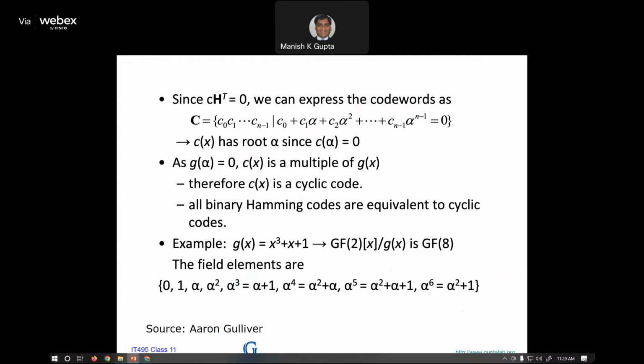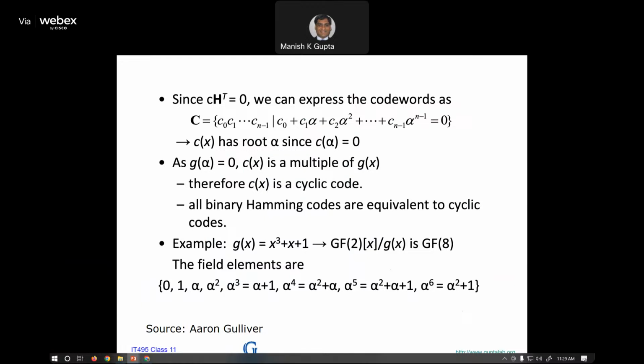Since C(alpha) is equal to 0, that means C(x) is a polynomial, right? As G(alpha) is 0 because alpha is the root of G(x), alpha is a primitive element, root of a primitive polynomial. So that means C(x), the codeword, is a multiple of G(x), right? Because this is the condition. Therefore, C is a cyclic code, okay? Because this is generated by G(x). So all binary Hamming codes are equivalent to cyclic codes.